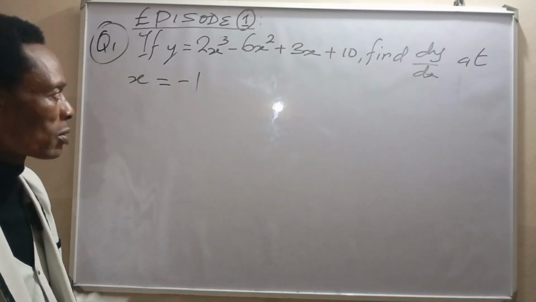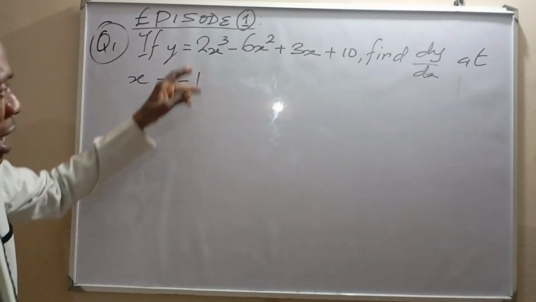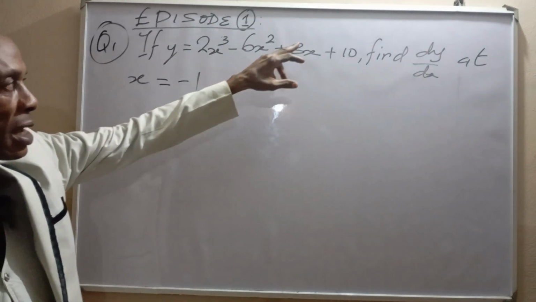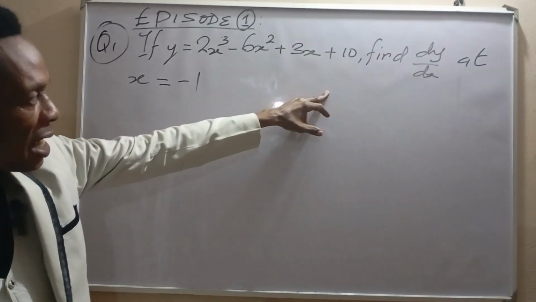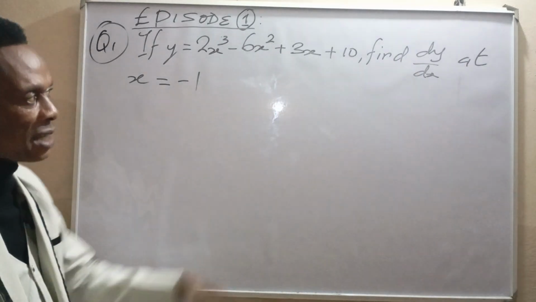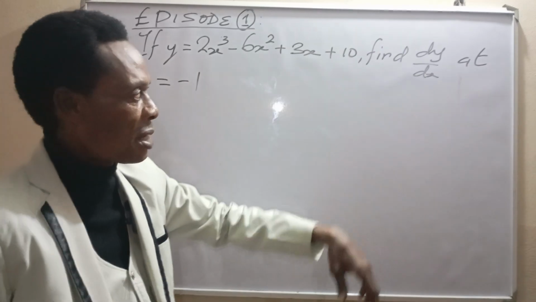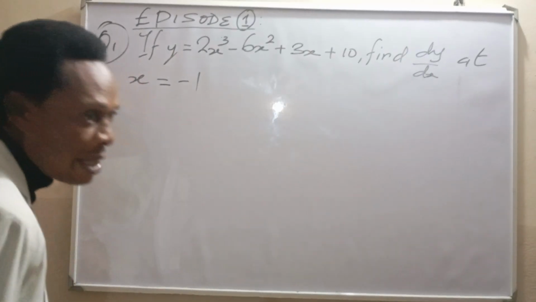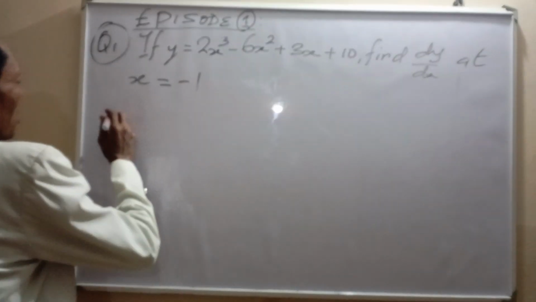Okay, let's come back to the question. It says if y equals 2x to the power 3 minus 6x squared plus 3x plus 10, find dy/dx at x equals minus 1. So we start with the analysis and solution.